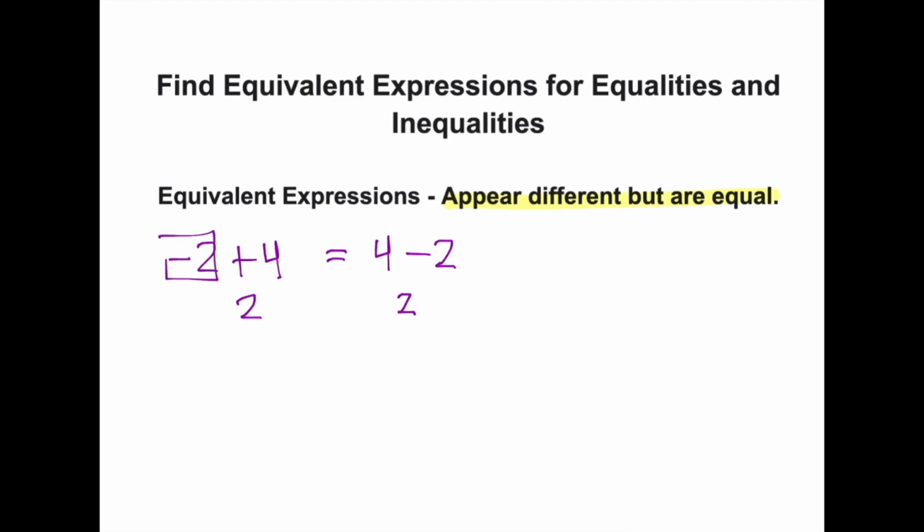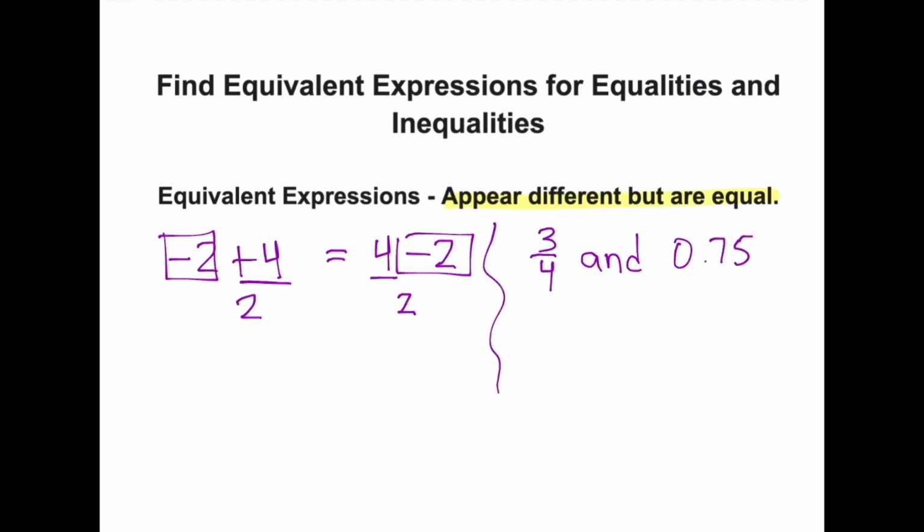If you notice, we have a -2 and a -2. And then the 4 is positive, and the 4 is positive. The two expressions are equal. Another example is 3/4 and 0.75. A fraction is the same as division. If you take 3 divided by 4, you would get 0.75. Also, think about this in terms of money. A quarter is worth 25 cents. You have 3 out of the 4 quarters, so you would have 75 cents.